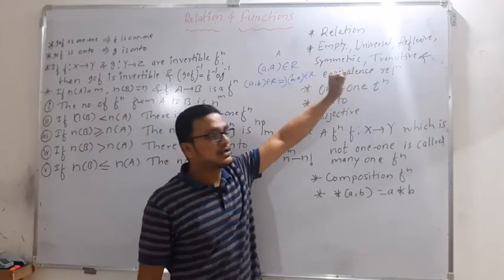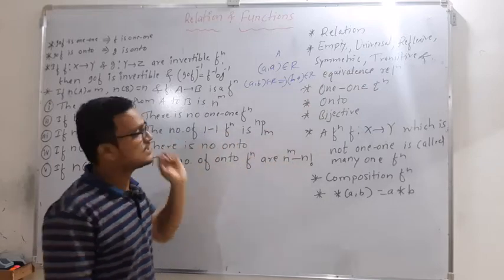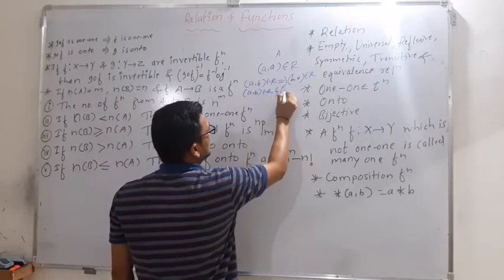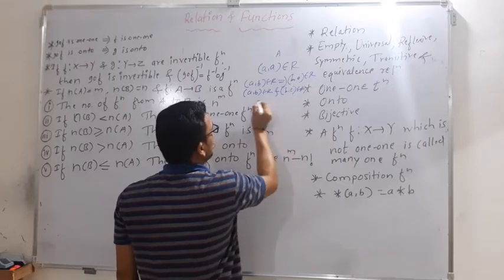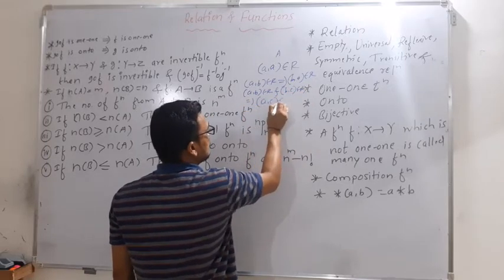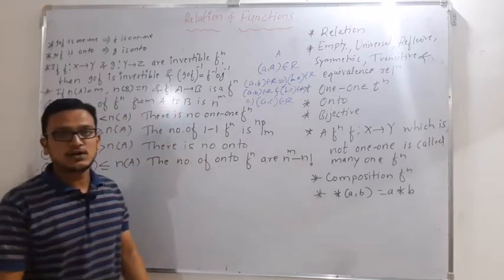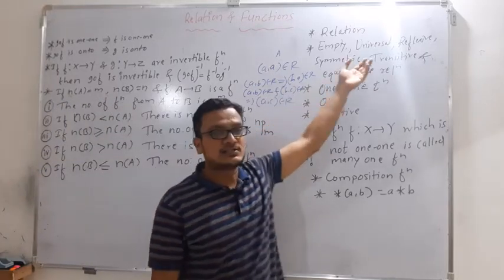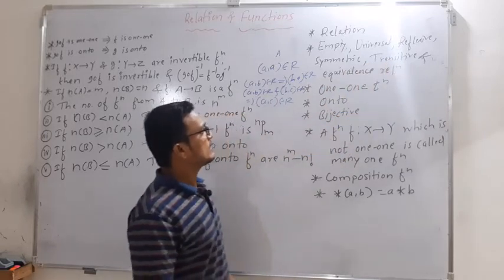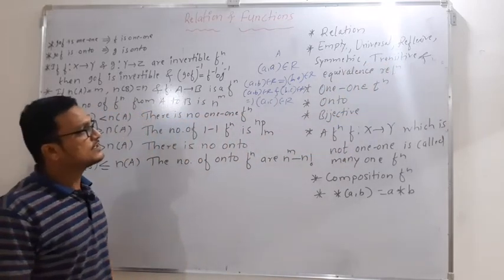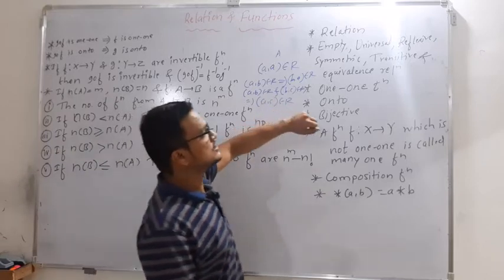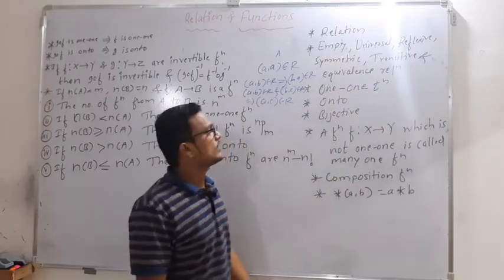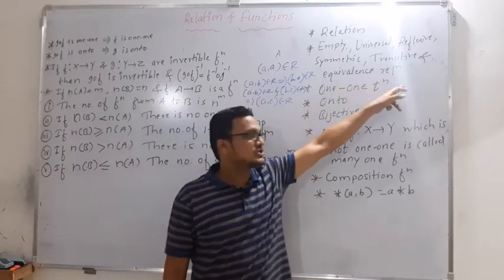Next we have transitive. The transitive relation says that (a, b) belongs to R and (b, c) belongs to R should imply (a, c) belongs to R. Next is the equivalence relation. If any relation satisfies these three conditions, that is reflexive, symmetric and transitive, then that relation is called an equivalence relation.